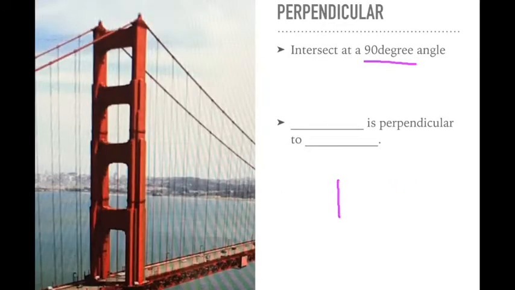When two lines are perpendicular, they are intersecting at a 90-degree angle. So we might have one line, and we can have a different line that intersects that line at any point.